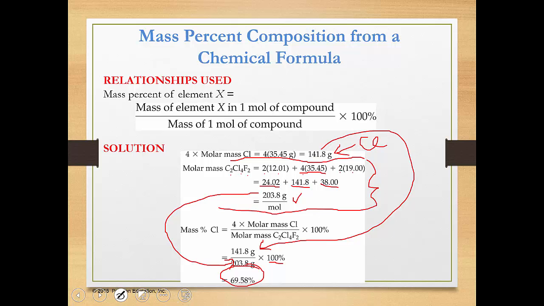So the majority of the mass of this compound is actually coming from the chlorine. Even though there's still 2 fluorines and 2 carbons, chlorine makes up the most of it, which makes sense. It's one of the heavier ones. It's heavier in terms of grams per mole, in terms of molar mass, than the other 2. And there's 4 of them, so it makes sense it would make a higher percentage.